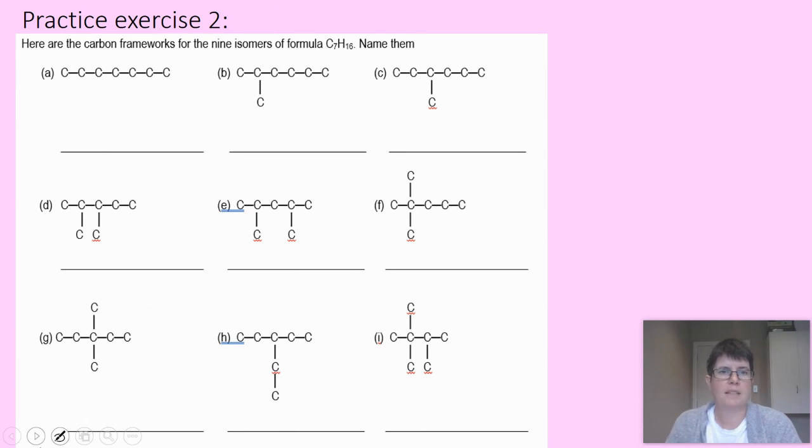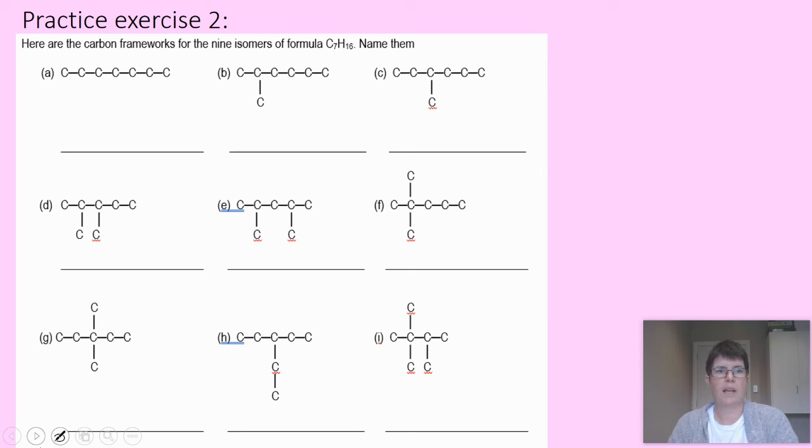Okay, this is practice exercise 2. Here are the carbon frameworks for the 9 isomers of the formula C7H16. And what I want you to do is to name them. We've just drawn them without the hydrogens, but the hydrogens are there. So pause the video now, and then you can come back and see the answers.